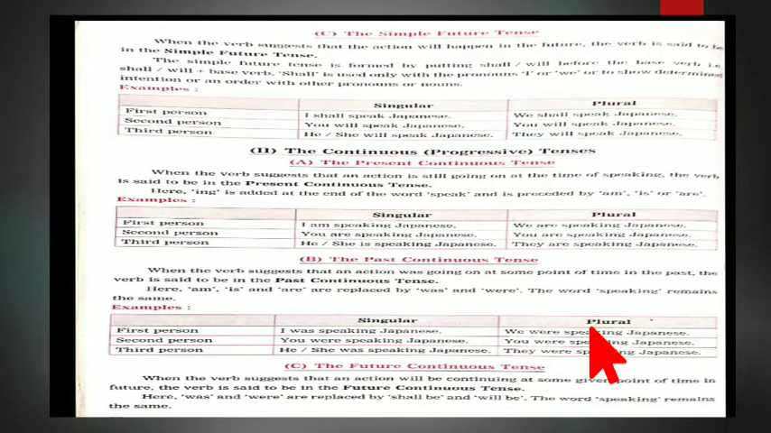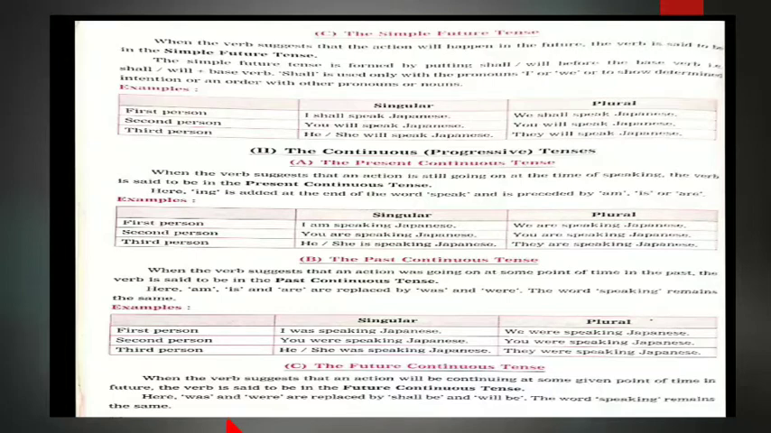Now second person, you were speaking Japanese. You were speaking Japanese, because here you will always go with the word were, that is, were is used in the second person, in the singular form and even in the plural form. He or she was speaking Japanese. They were speaking Japanese.